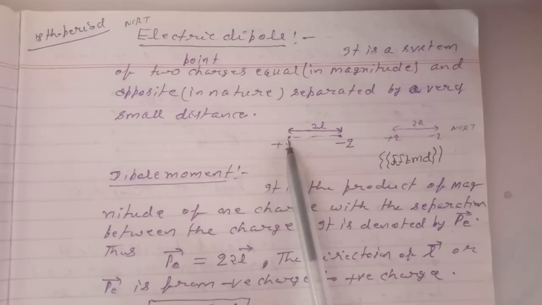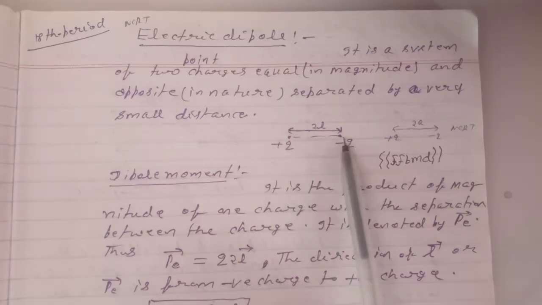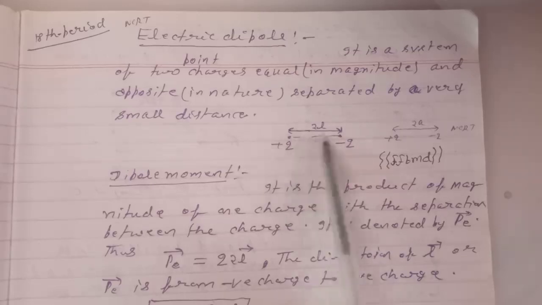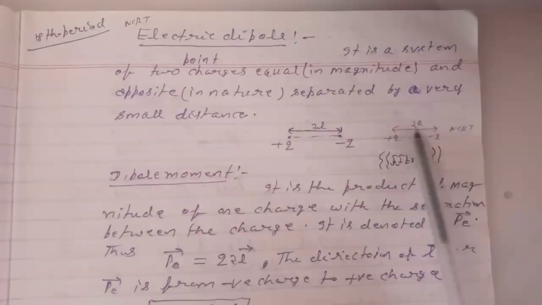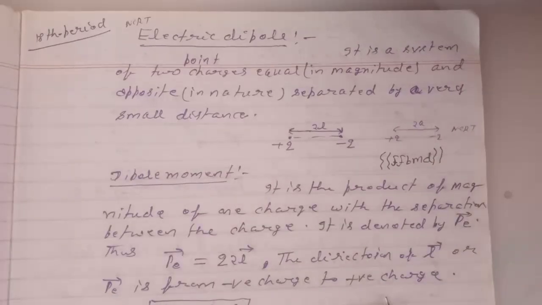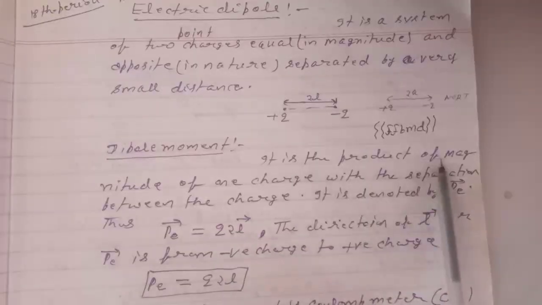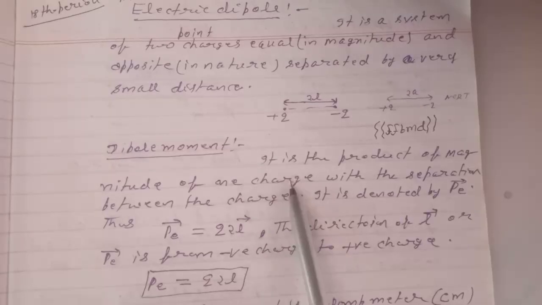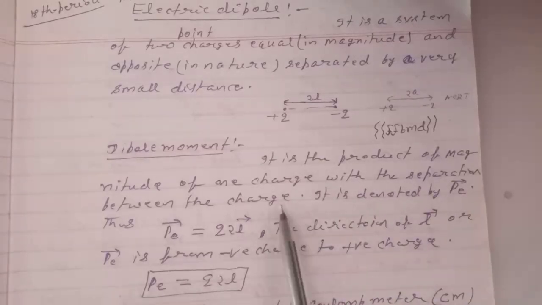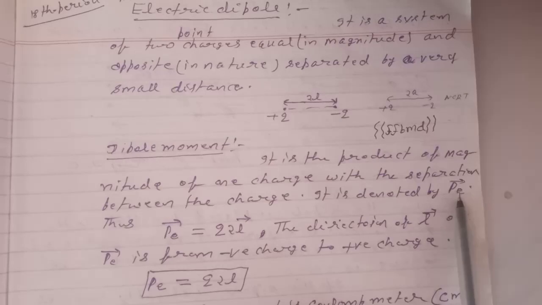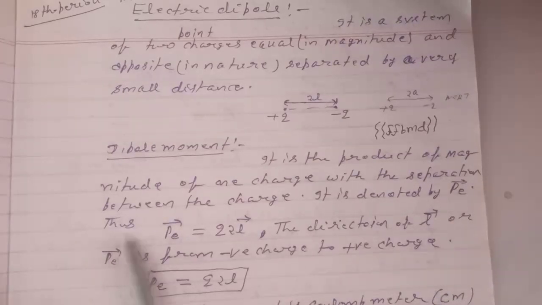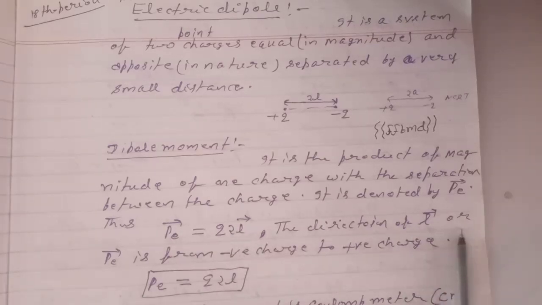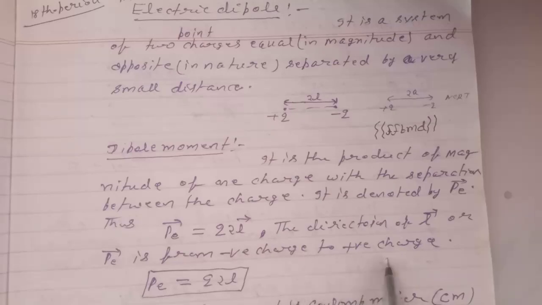One is a plus q charge and the other is a minus q charge, separated by a very small distance. Here it is taken as 2L, or you can take 2A, with plus and minus q charge. Now dipole moment. It is the product of the magnitude of any one charge with the separation between the charges. It is denoted by P in magnitude, or P vector in vector form, and given by P vector equal to q into 2L vector. The direction of the L vector or P vector is from negative charge to positive charge.